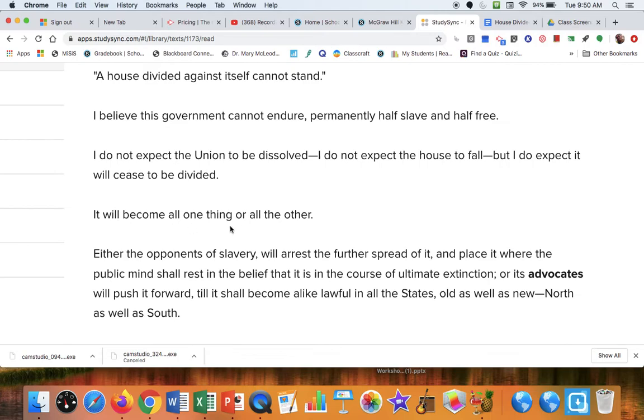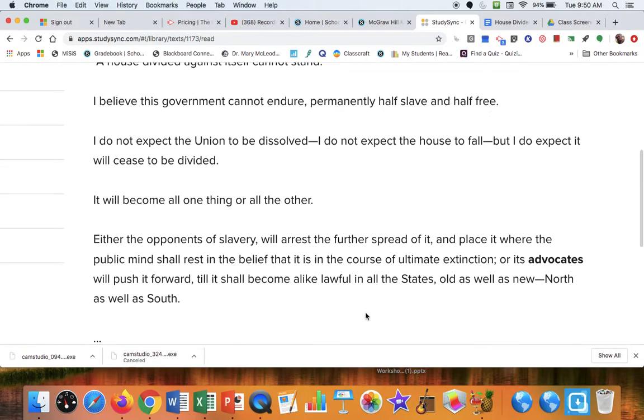Okay, and so he says that we have to either become all one thing or the other. We cannot be divided. And he goes on to explain it here. Either the opponents of slavery will stop the spread of it, or its advocates will push it further, but it will not be one thing or the other. Okay, so let's go back.